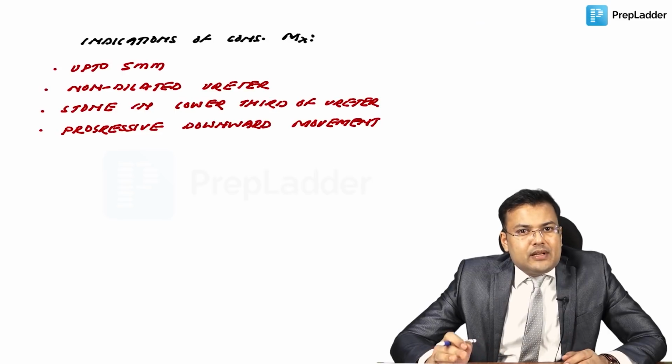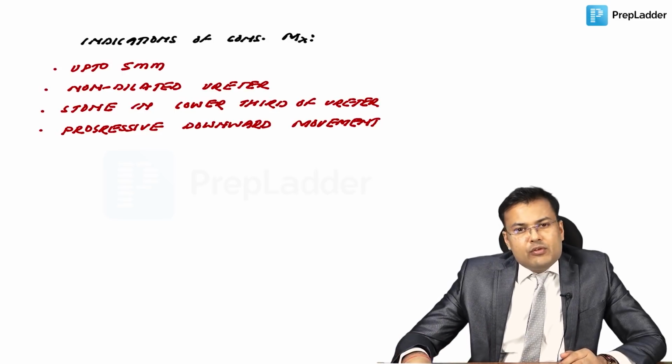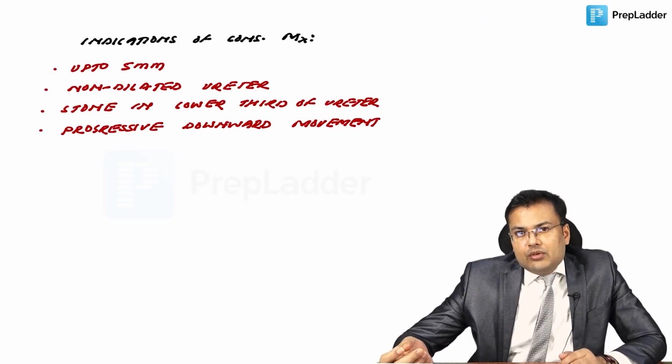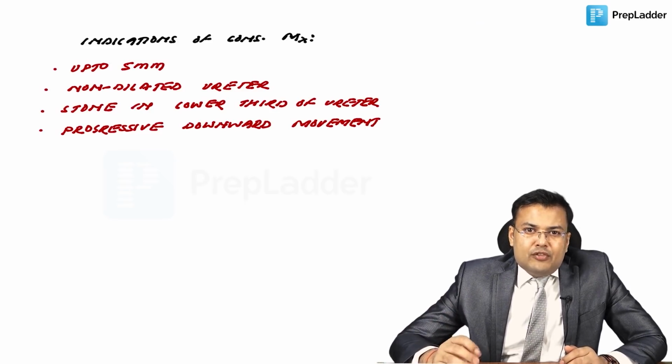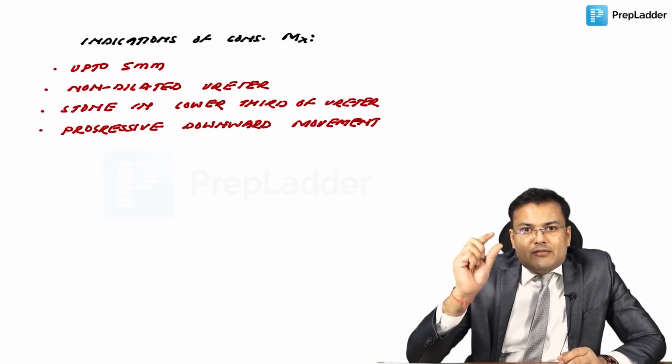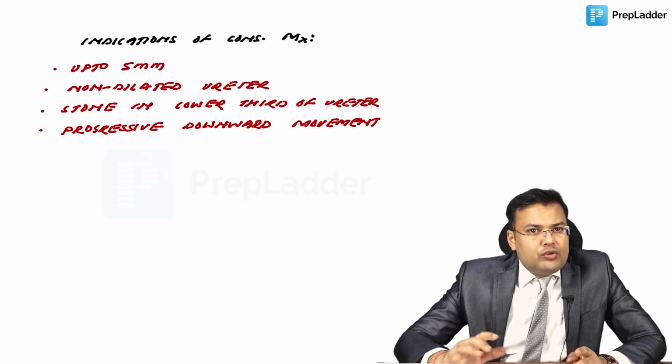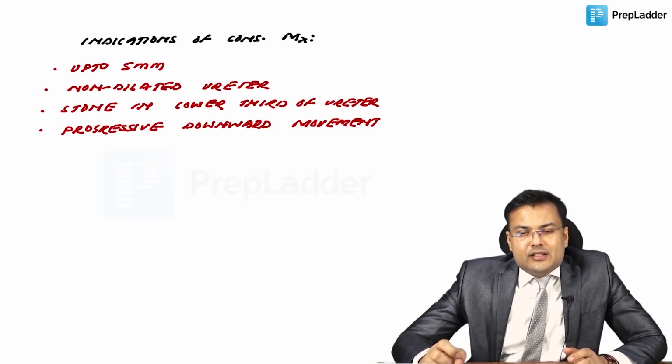And what do we advise in conservative management? Nothing. We advise the patient to take plenty of fluids. The moment we tell the patient that you are having a stone, but the size is up to 5 mm, so you can take plenty of fluids, and generally what will happen? The stone will be excreted in urine and its size will become smaller. So no need to go for any kind of surgical intervention.